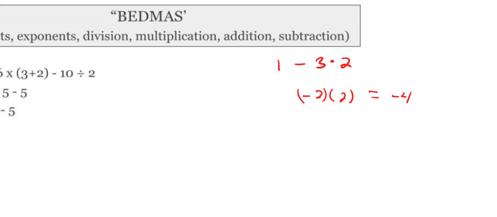Or what else? Well, you have to do multiplication first since it comes before addition and subtraction. So it'd end up being 1 minus 6, which is negative 5. Okay, good. The other way of doing it is to say, let's go 3 times 2. So we have 1 minus 3 times 2, which is 6.